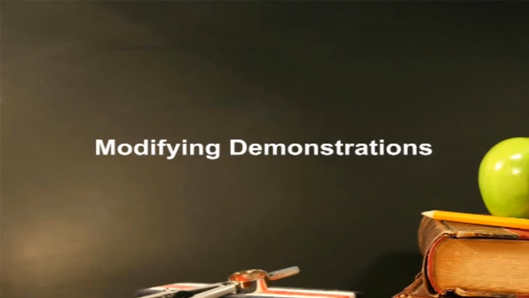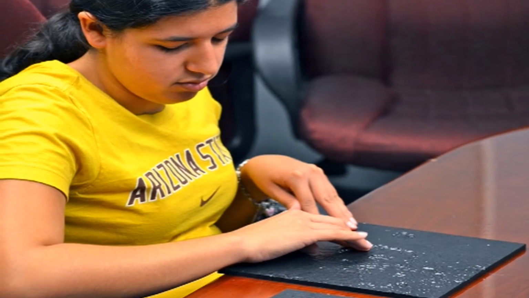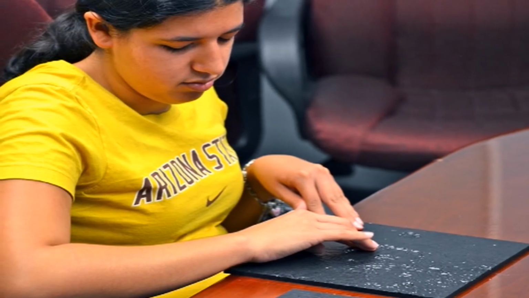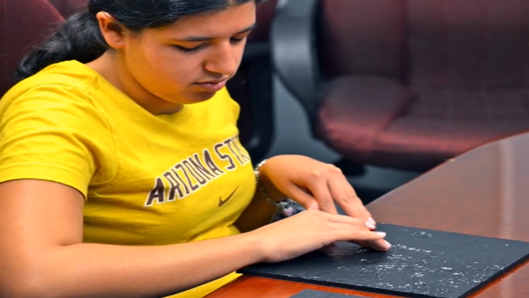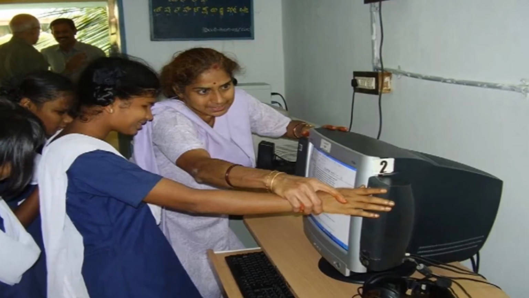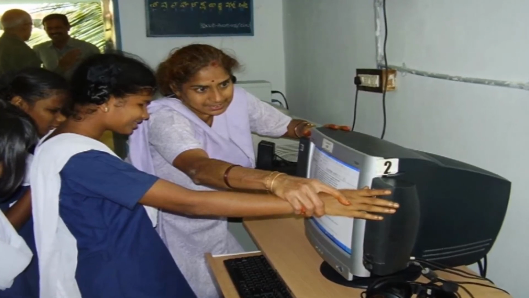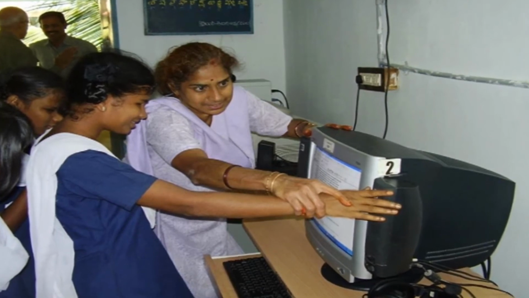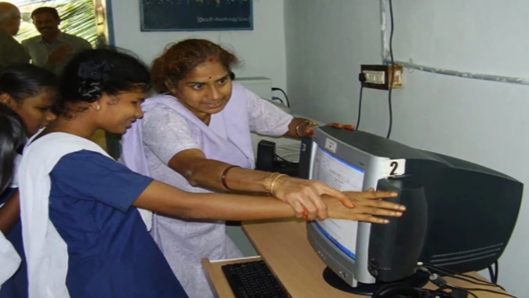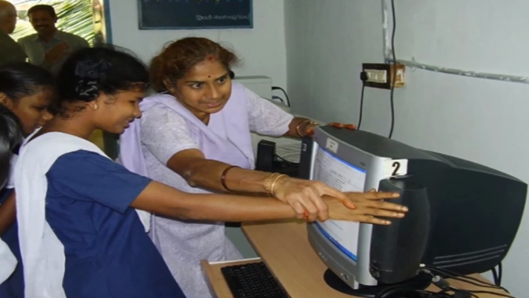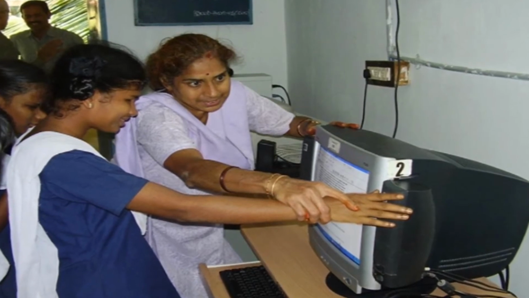Demonstrations are an integral component of science instruction, but often must be modified for visually impaired students. The teacher should place more emphasis on oral descriptions of scientific processes rather than textual representations of the demonstration, so that visually impaired students might gain a mental picture of what is taking place.